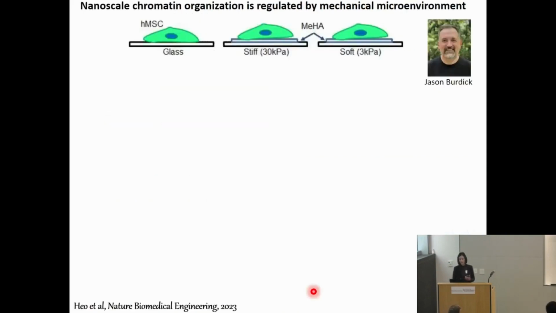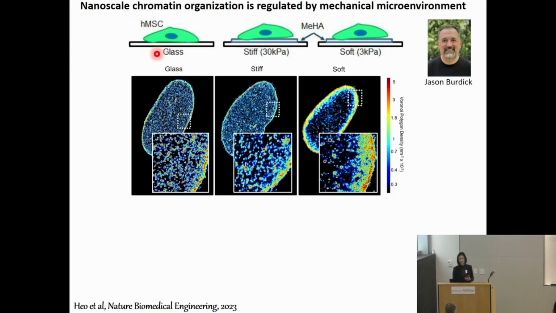So to address this question, we collaborated with Jason Burdick's lab, who develops these hydrogels. In this case, we're using MeHA hydrogels that can be made stiff or soft. And glass is our sort of baseline, which is much stiffer than both substrates. We took mesenchymal stem cells in this case, and we grew them on these different substrates and used super resolution microscopy to visualize their chromatin organization. And here I'm showing you some representative examples of what that looks like under different substrates.